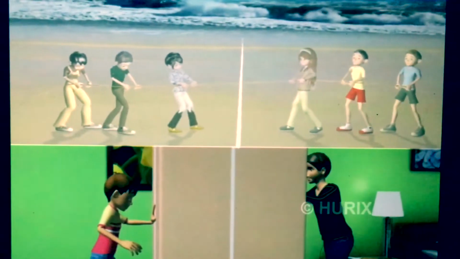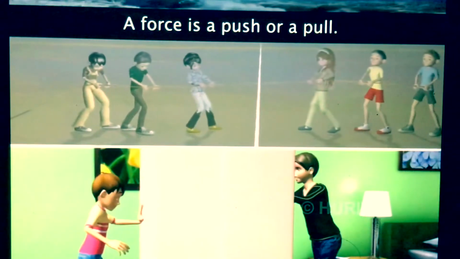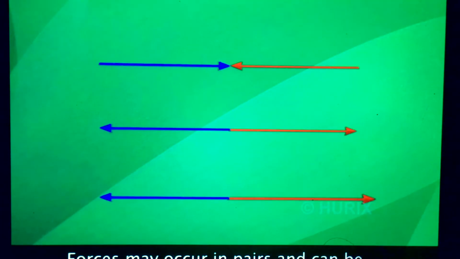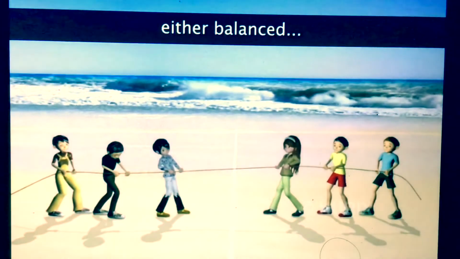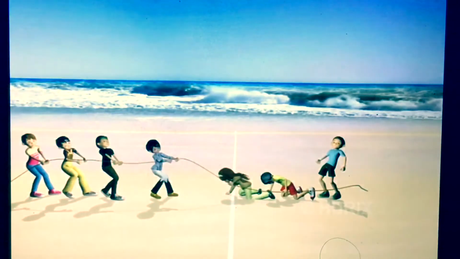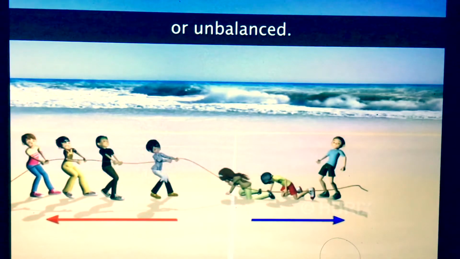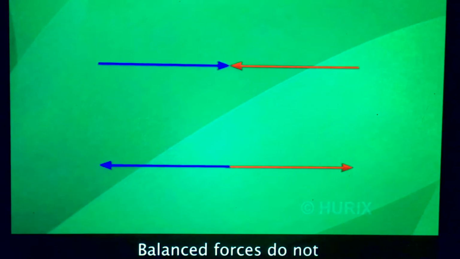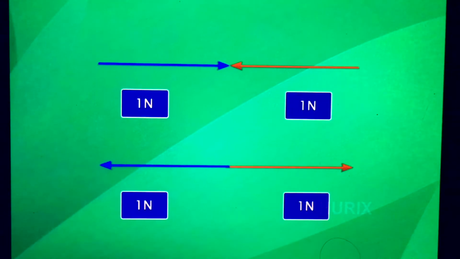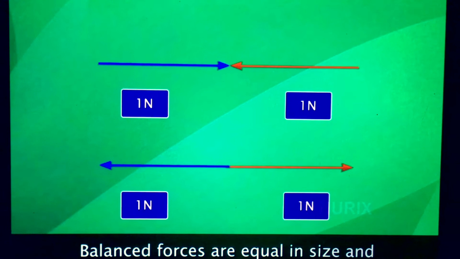As you know, a force is a push or a pull. Forces may occur in pairs and can be either balanced or unbalanced. Balanced forces do not cause a change in motion. They are equal in size and opposite in direction.